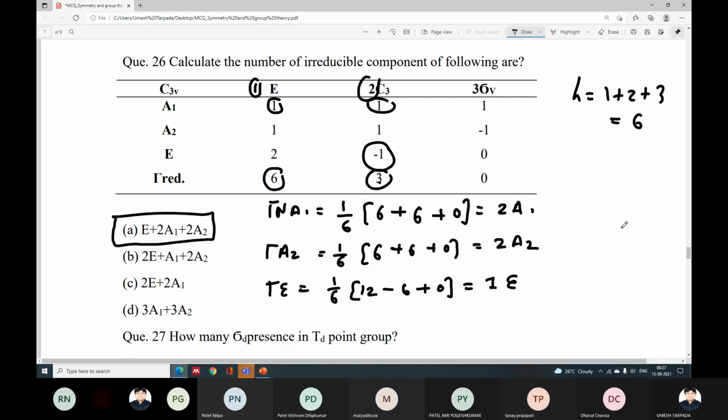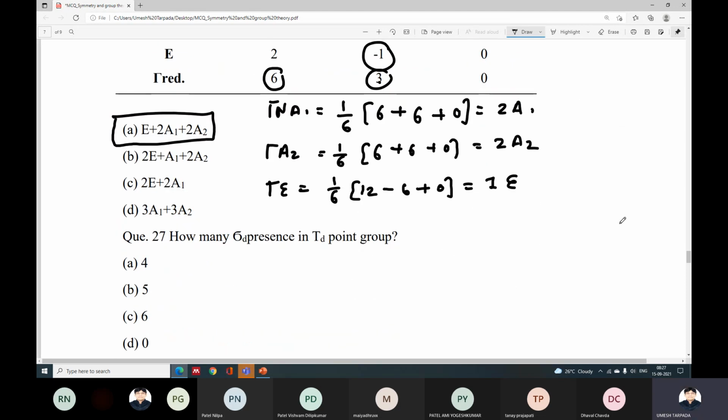In this way you can calculate the number of times each component, and how many sigma D are present in the tetrahedral point group.